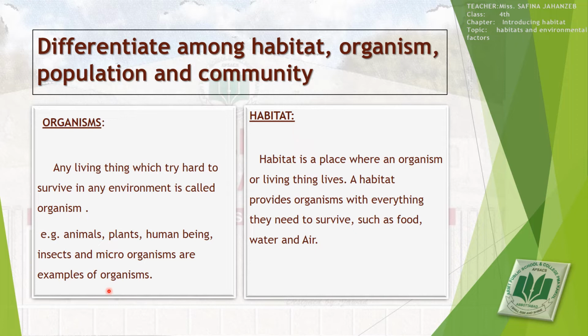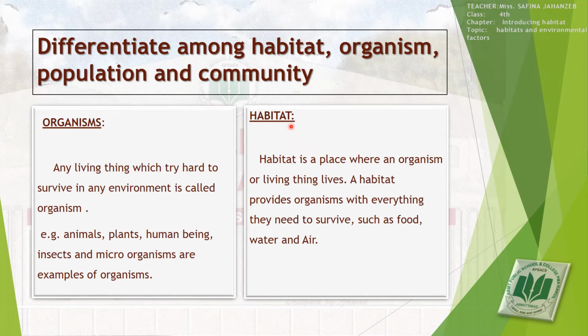So it's clearly defined that an organism must be a living thing. In this way, all animals, humans, insects, and microorganisms which exist around us are organisms. Students, here the word microorganism is present. What does it mean? Microorganisms are those organisms which can be visible only through an advanced microscope.